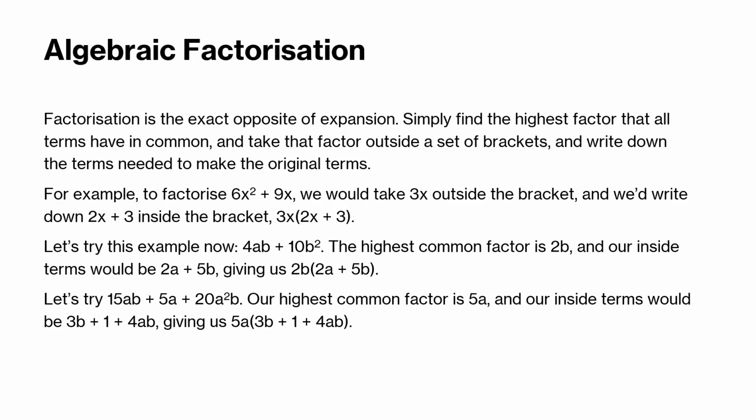Let's try this time with three terms, 15ab plus 5a plus 20a squared b. Our highest common factor here is 5a, and our inside terms would be 3b plus 1 plus 4ab, giving us 5a brackets 3b plus 1 plus 4ab.